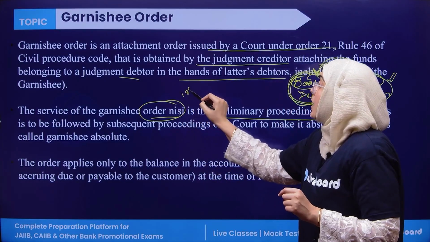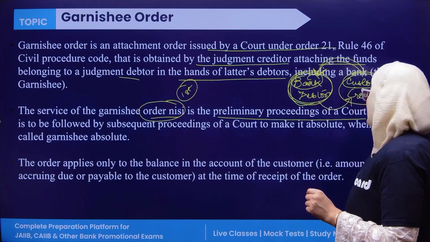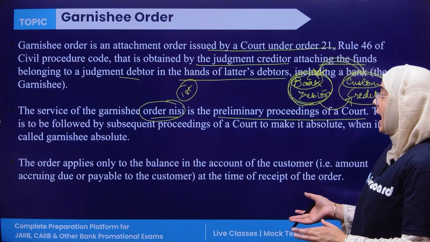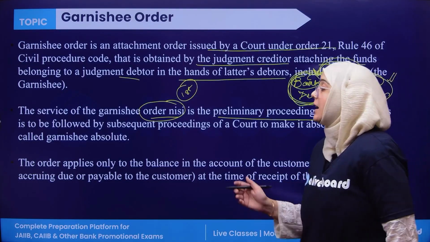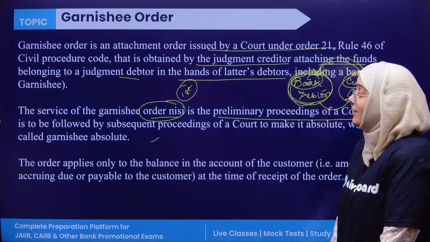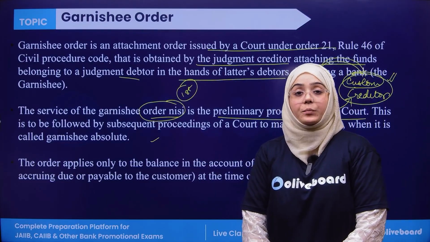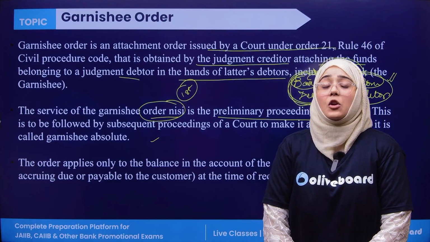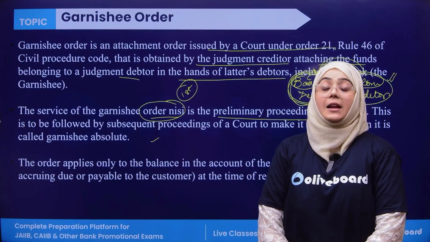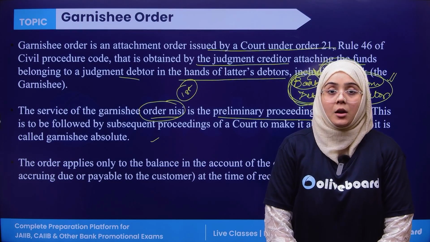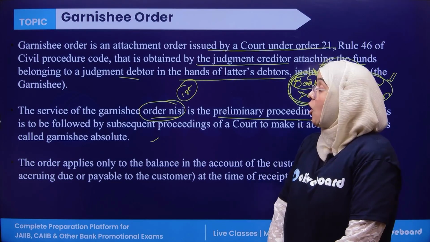So the first step is the order nisi. This is followed by the absolute proceedings, and then there is the garnishee absolute which is given. Okay, so first the bank is actually asking for the reasons why there is a delay from the bank side to give back the customer money. So this is all in the order nisi.